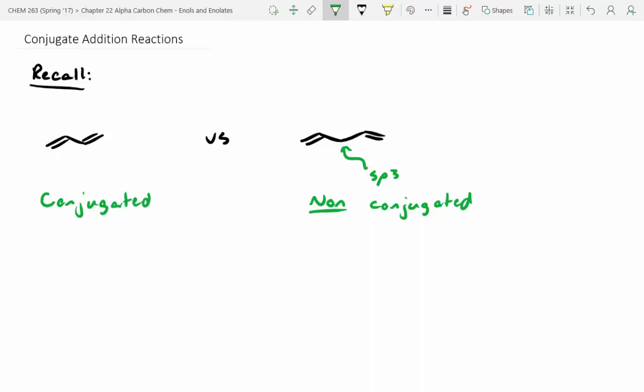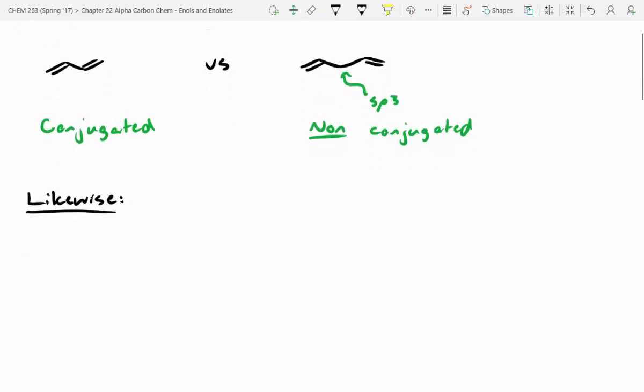So we saw in the chapter where we covered conjugated pi systems that you can do Diels-Alder reaction, you can do halogenation in a 1,2 fashion or a 1,4 fashion. Do you guys remember that? We're going to do a similar set of reactions with ketones and aldehydes that are conjugated. So let's take a look at a conjugated ketone.